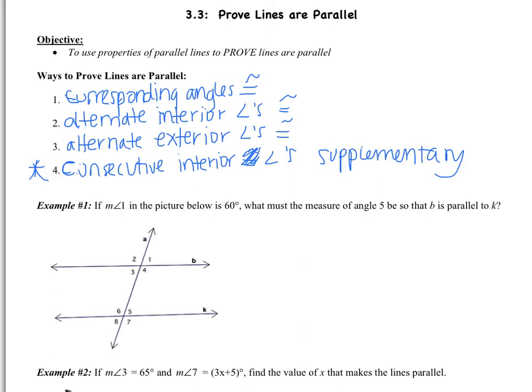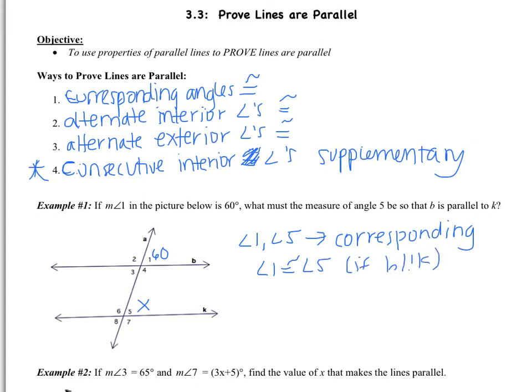It says if the measure of angle 1 in the picture below is 60 degrees, what must be the measure of angle 5 so that B is parallel to K? So this time, we don't know that B and K are parallel. They're just two lines cut by some transversal A. So first thing is I need to know angles 1 and 5 are corresponding angles. They are both above their respective lines and to the right of the transversal. Because they are corresponding, that means angle 1 should be congruent to angle 5 if B and K were parallel.